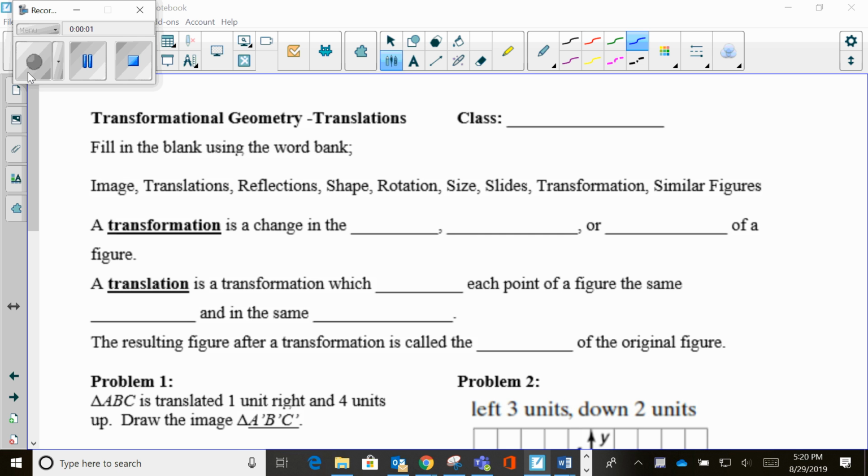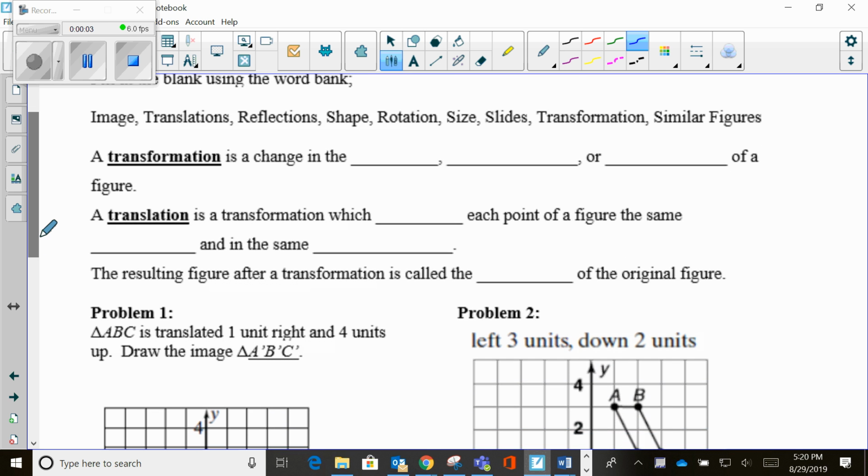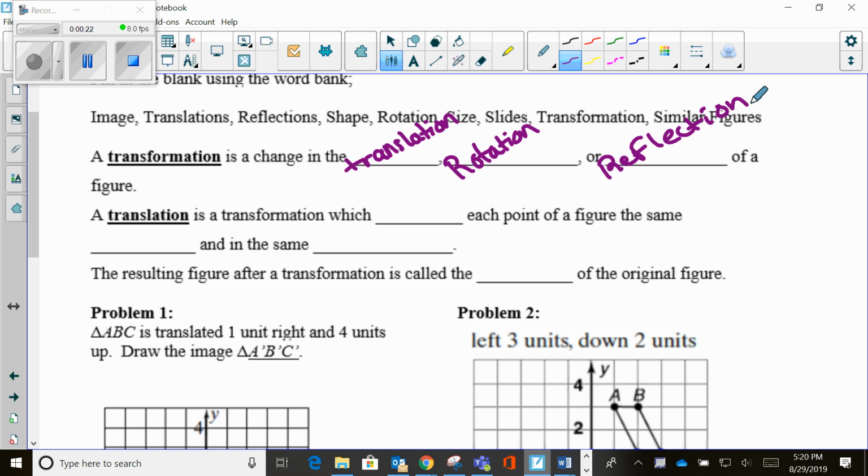about translation. So first we're going to start with some vocabulary. A transformation is a change in the translation, rotation, or reflection of a figure. Translation is like a slide, rotation is a turn, and a reflection is a flip, just to help you remember those vocabulary words.